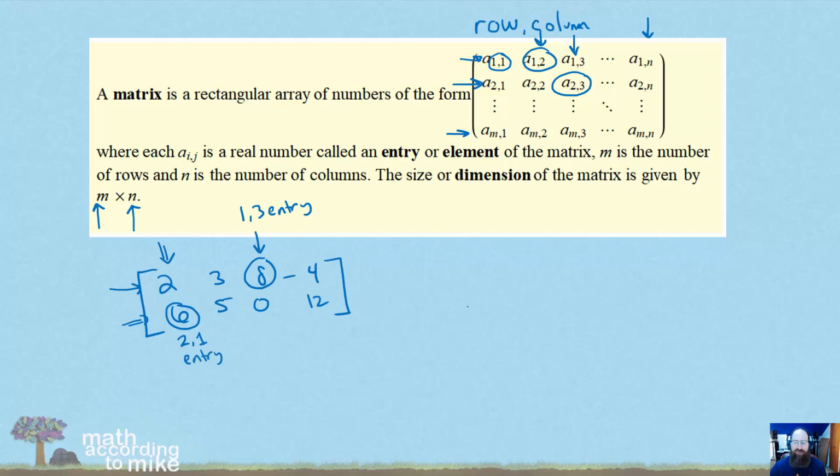How many total rows do we have? We have 2 rows. Remember, rows go across. By how many columns do we have? We have 4 columns. So the size or the dimensions of the matrix is 2 by 4.